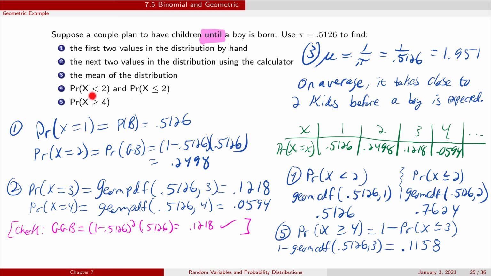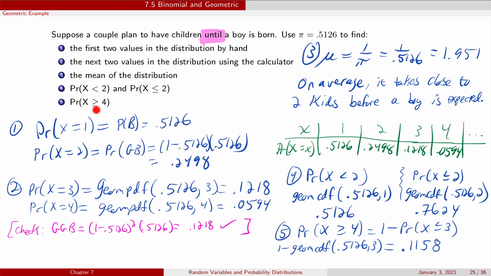And then to answer these, the probability of x is less than 2. If you set up your table, x is less than 2 was only this case here, so 0.5126. Okay. Probability that x is less than or equal to 2, we're going to use the geometric CDF cumulative. So single command 0.5126, 2 in the CDF command for geometric gives us this, which would be the same thing as these first two cells added together.